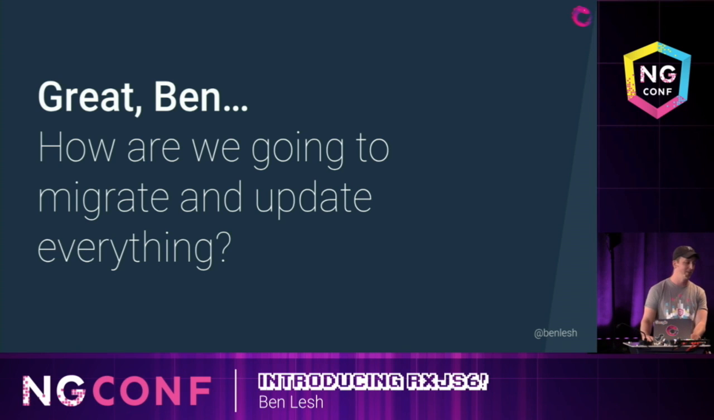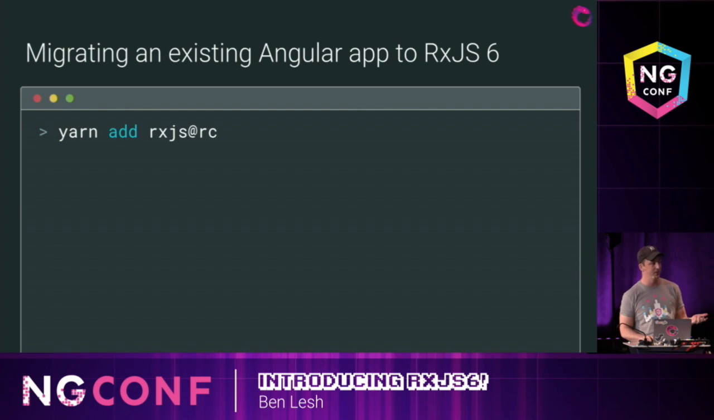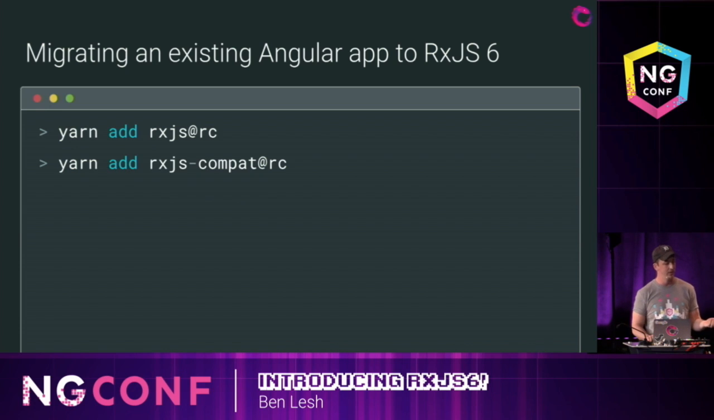So great, Ben. How are we going to migrate and update everything? Like I'm ruining someone's day right now. Well, to upgrade RxJS, if you're using yarn or npm, you can right now say RxJS at RC, and later today it'll just be RxJS, or very soon anyways. And then right there you've already got RxJS 6, and things are going to start breaking if you're using RxJS 5 features until you install RxJS-compat.